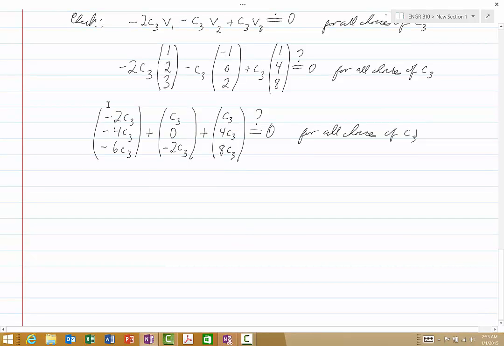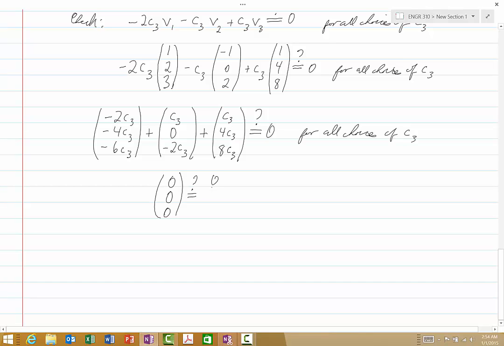And now if you add up the vectors on the left hand side, we get negative 2C3 plus C3 plus C3 for the first component, which gives us 0. For the second component, we get negative 4C3 plus 0 plus 4C3, so that is 0. And for the last component, minus 6C3 minus 2C3 makes minus 8C3 plus 8C3, and indeed that gives 0.